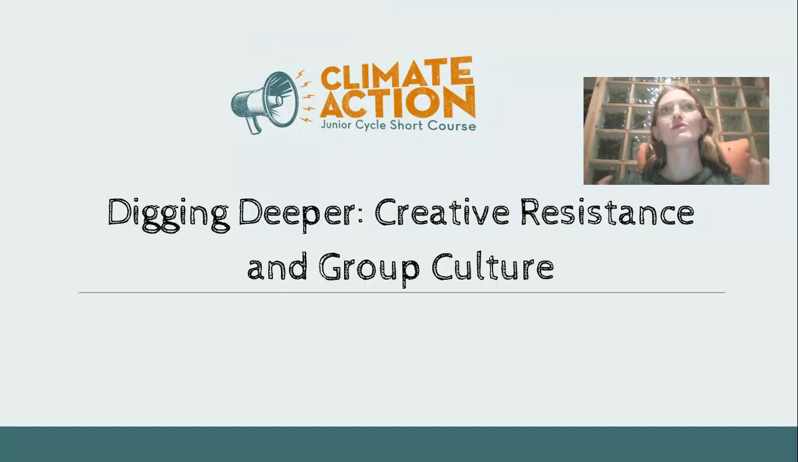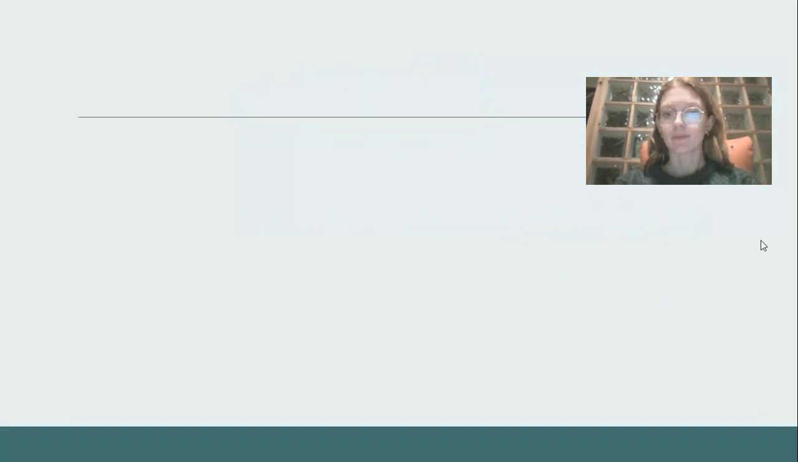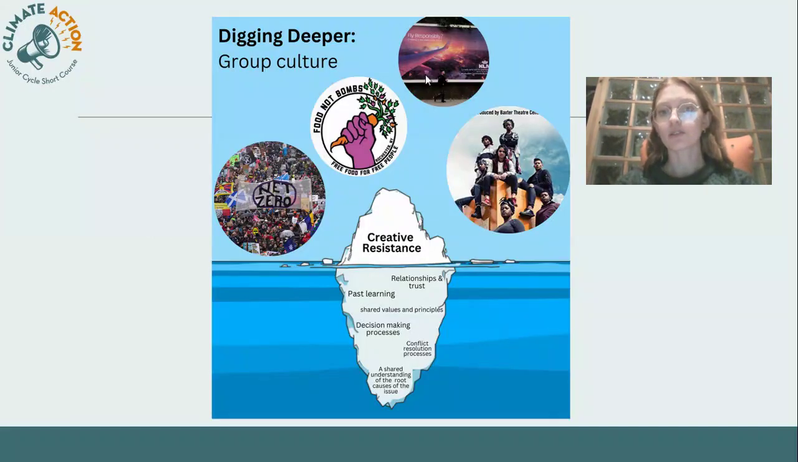And then we're going deeper into thinking about what groups need to do in order to be able to do actions like this. They need to be able to work together well in order to be able to do effective creative actions like the ones that we just saw. So you're going to show them this iceberg. Here are examples of the different activities or actions that we saw earlier.